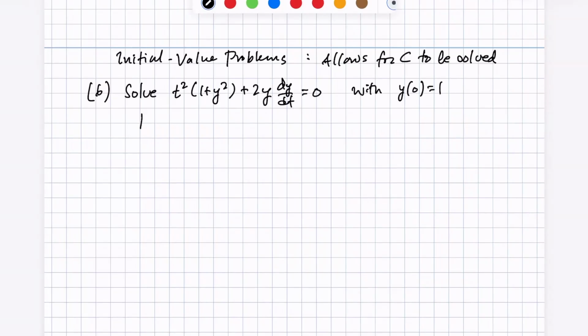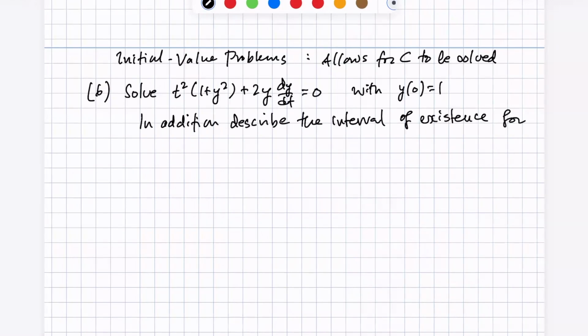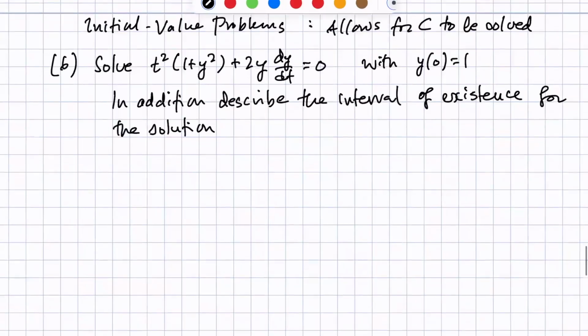In addition, describe the interval of existence for the solution. And we'll see what this means when we get to it. All right, so let's first move. So we have this equation.